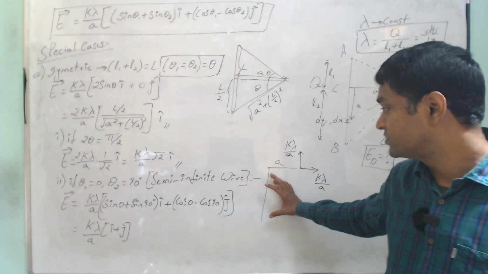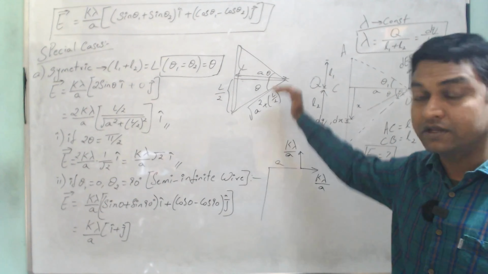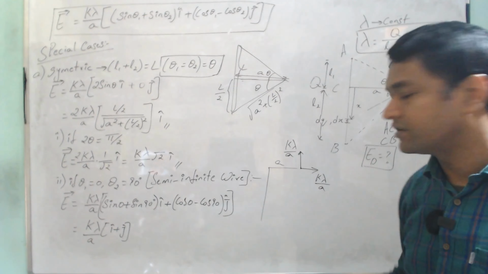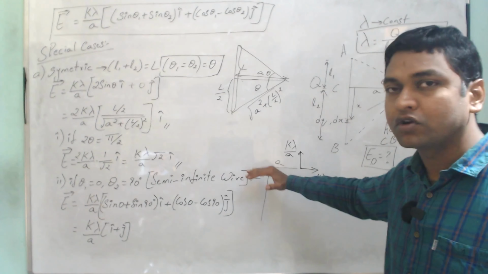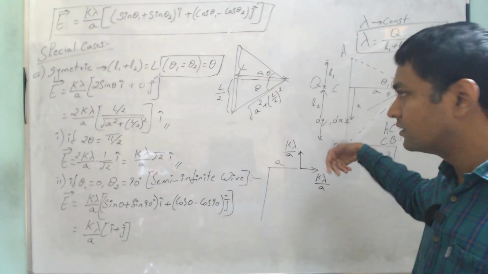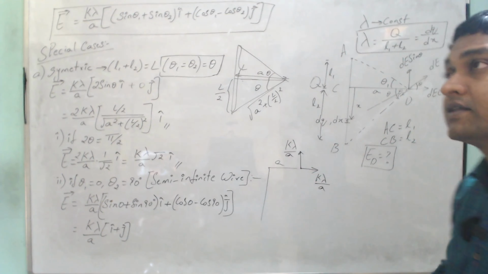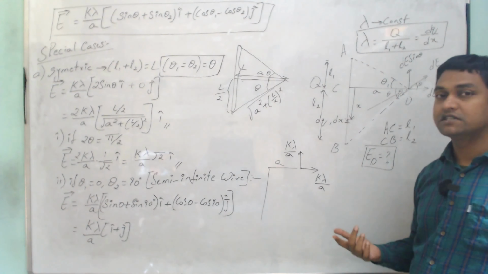Suppose I switch this from bottom to top, then also we'll call it a semi-infinite wire, if nothing is there at the bottom and only the top is there. We get theta 2 is 0 and theta 1 is 90. But rather than doing that, I would rather suggest imagination. Multiply by minus.